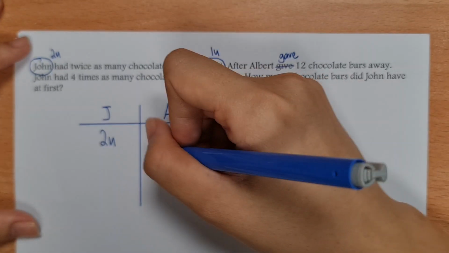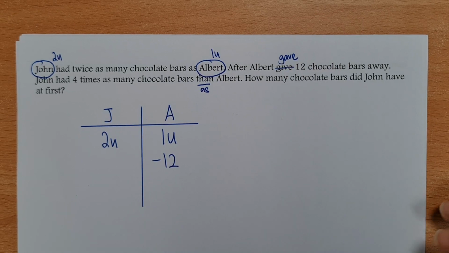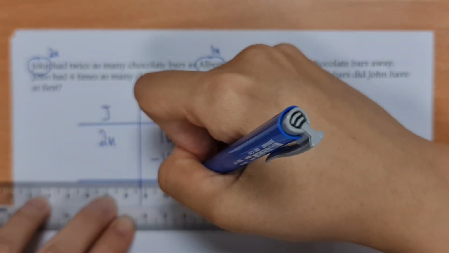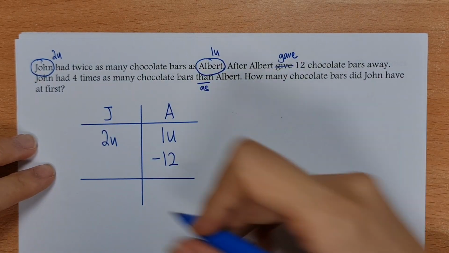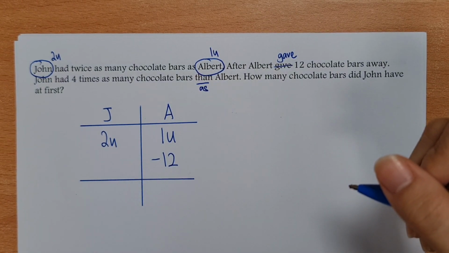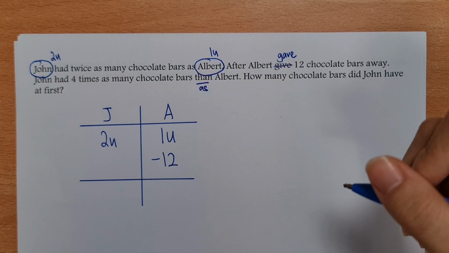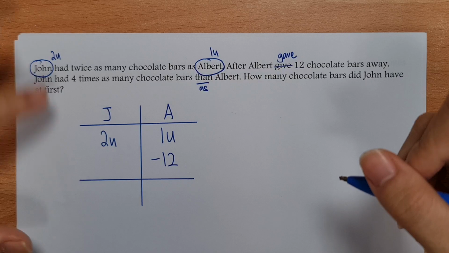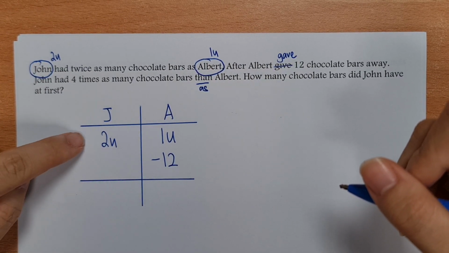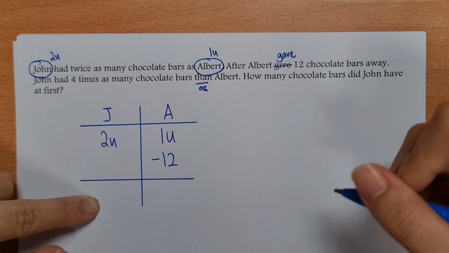Then Albert gave 12 away and nothing happens to John. But we know that after this process, John will have 4 times as much. This is the key point in class where we need to take note that we do not write that John has 4 units anymore. If you write 4 units here, that will be a wrong concept because we will be saying that John has 2 units at first and John suddenly become 4 units. That will be a wrong concept.